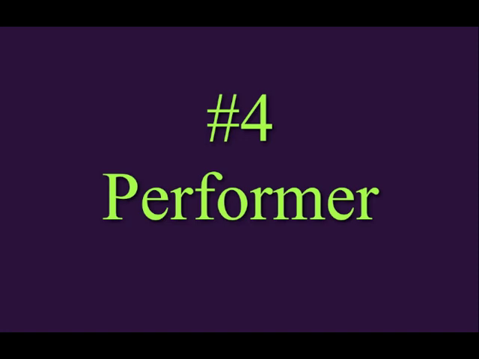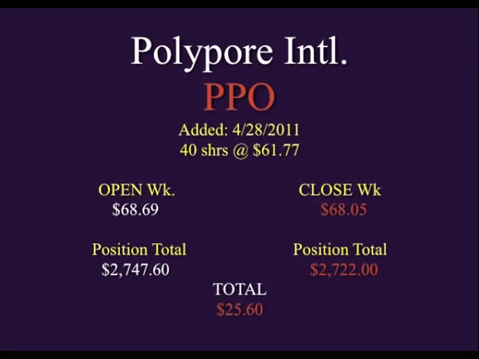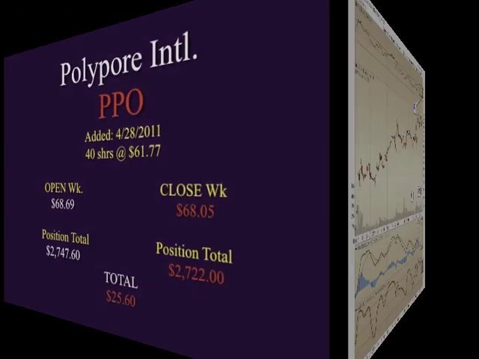Coming in, number 4. And remaining in the portfolio, it's Polypore International. And Polypore International starting out the week at $68.69, closing at $68.05. Had a total loss of $25.60 in the portfolio. Good enough for 4th place. Let's take a look at the chart.